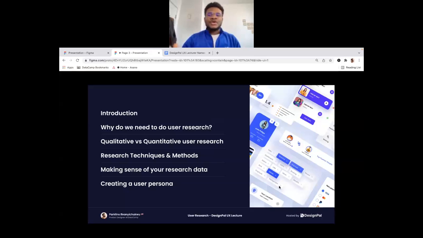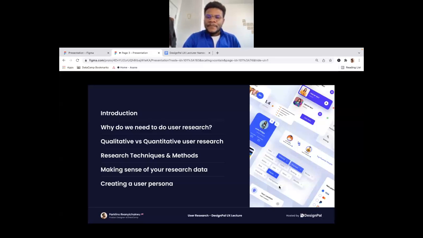Before I go into user research, you can unmute yourself and talk to me a bit about what you understand by user research. If any of you have an idea of user research, or if you have had an opportunity to engage in one before, please unmute yourself and tell me what you understand user research to be.